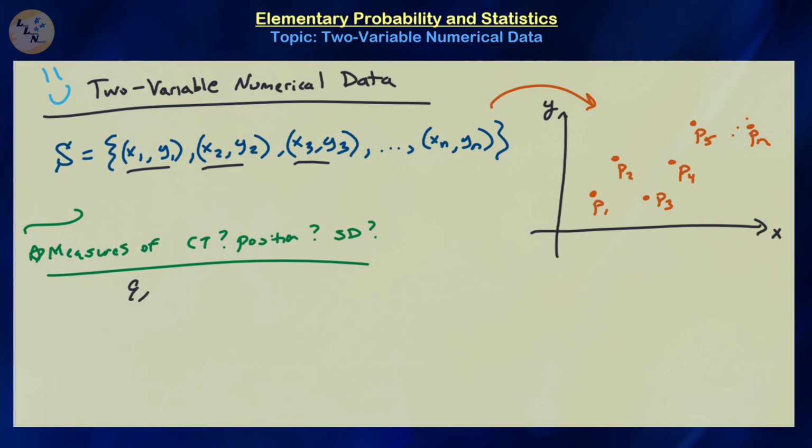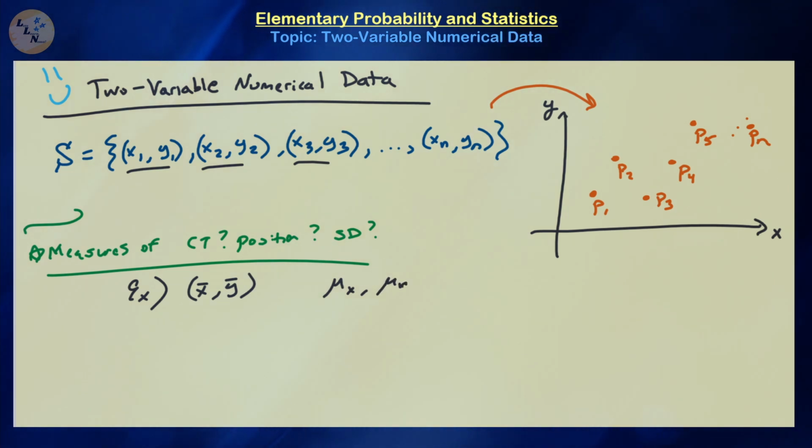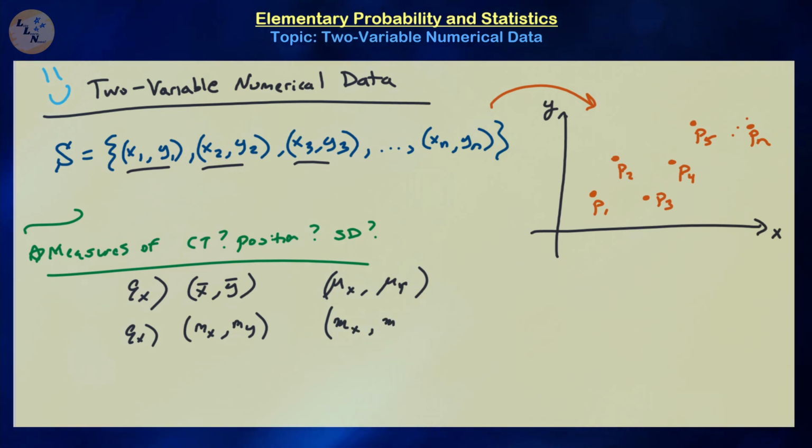So for example, for measures of central tendency, we can do the mean of x comma the mean of y, right? So it's going to also be a two-dimensional metric. And of course this is going to be an approximation for mu x comma mu y, the population mean values of x comma the population mean values of y. So that's the 2D arithmetic mean. We could do the median of x comma the median of y, which would be an approximation for the population median of x comma the population median of y.